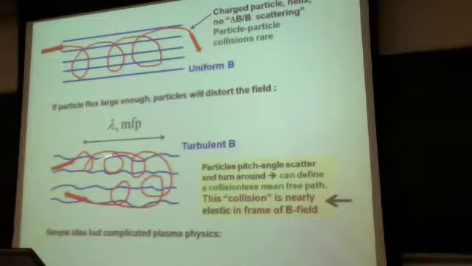Okay, so now you have this pitch angle scattering, the particle can turn around, and you have an effective mean free path. And the important thing here is that this collision is nearly elastic in the frame of the magnetic field. This is a very simple idea, but very complicated plasma physics.